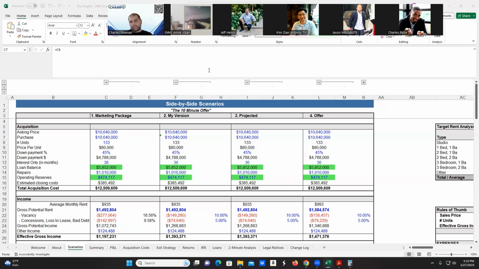Well, for the year one numbers, I would probably base them off of 30 fewer units. So if my average rent here is 993, instead of extrapolating that over 133 units, I would do it over 103. And then in the P&L tab, if I'm expecting those units to be back online in year two, then I would start adding that value back in.